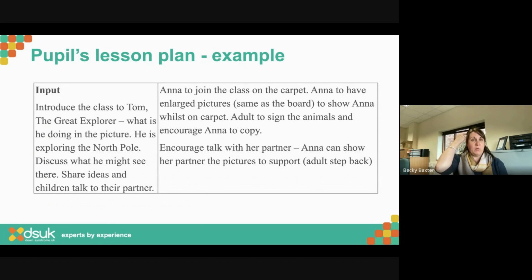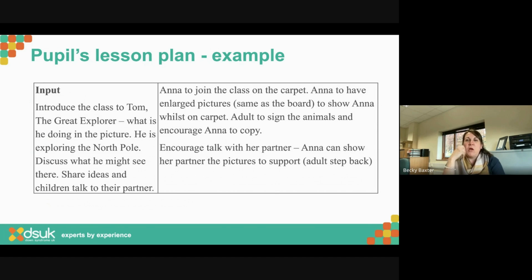So this is an example. You can see in the input there, sent in by a school. Introduce the class to Tom, the great explorer. What is he doing in the picture? He's exploring the North Pole. Discuss what he might see there. Share ideas, and children talk to their partner. That's what everybody's doing.